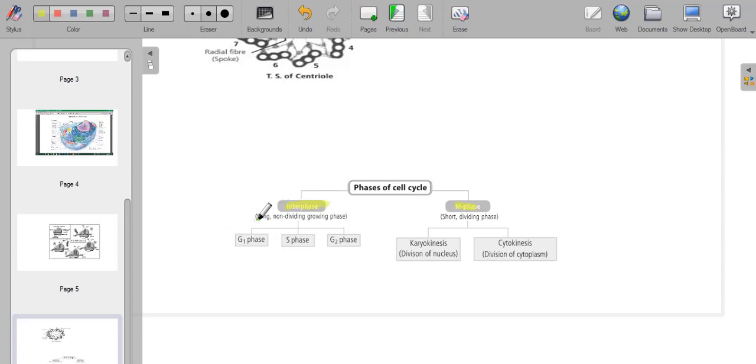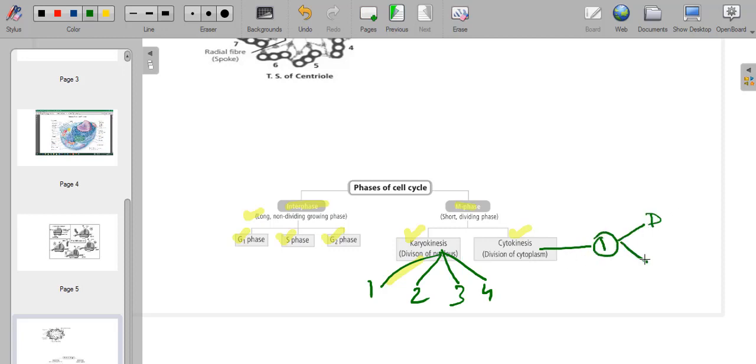So interphase has three steps, the non-dividing growing phase: G1 phase, S phase, and G2 phase. Then you can see the M phase, which is the short dividing phase, with karyokinesis and then cytokinesis. In the next lecture we're going to learn about karyokinesis, which has four different stages, and how these four stages are seen. Cytokinesis is only one step, but it is different in plants and animals. That's what we focus on in the next lecture.